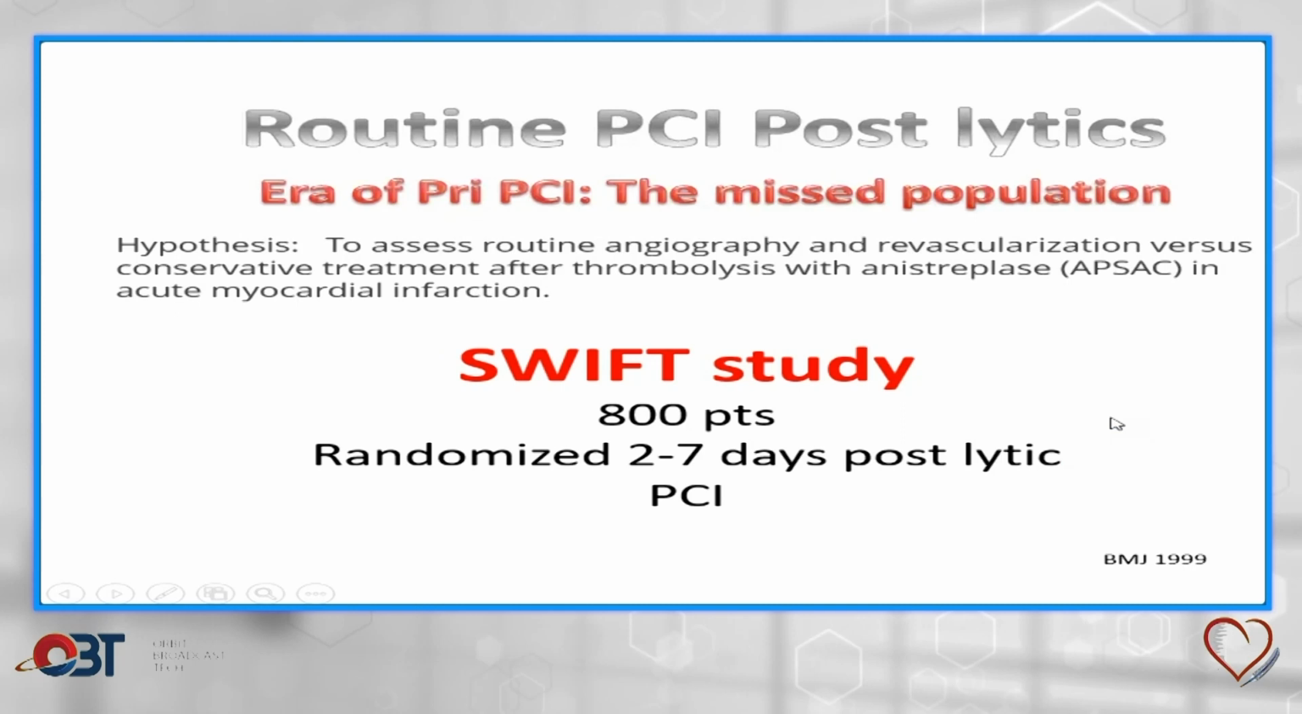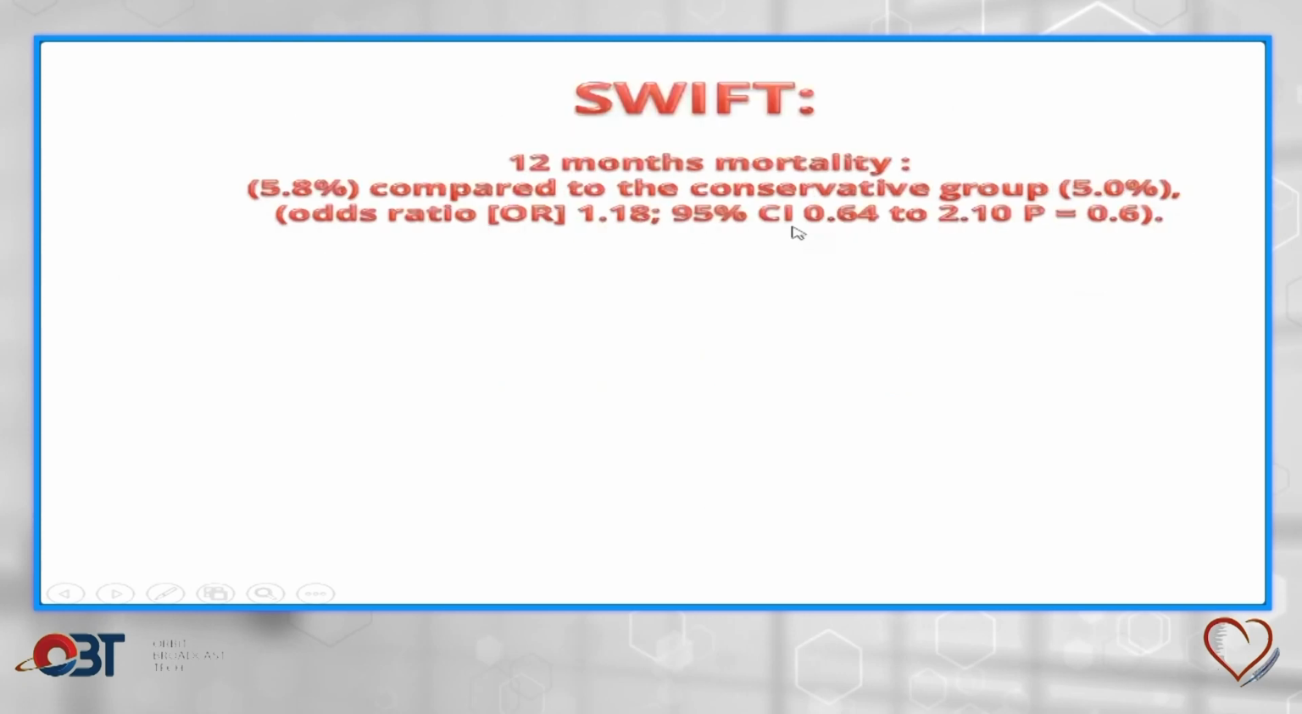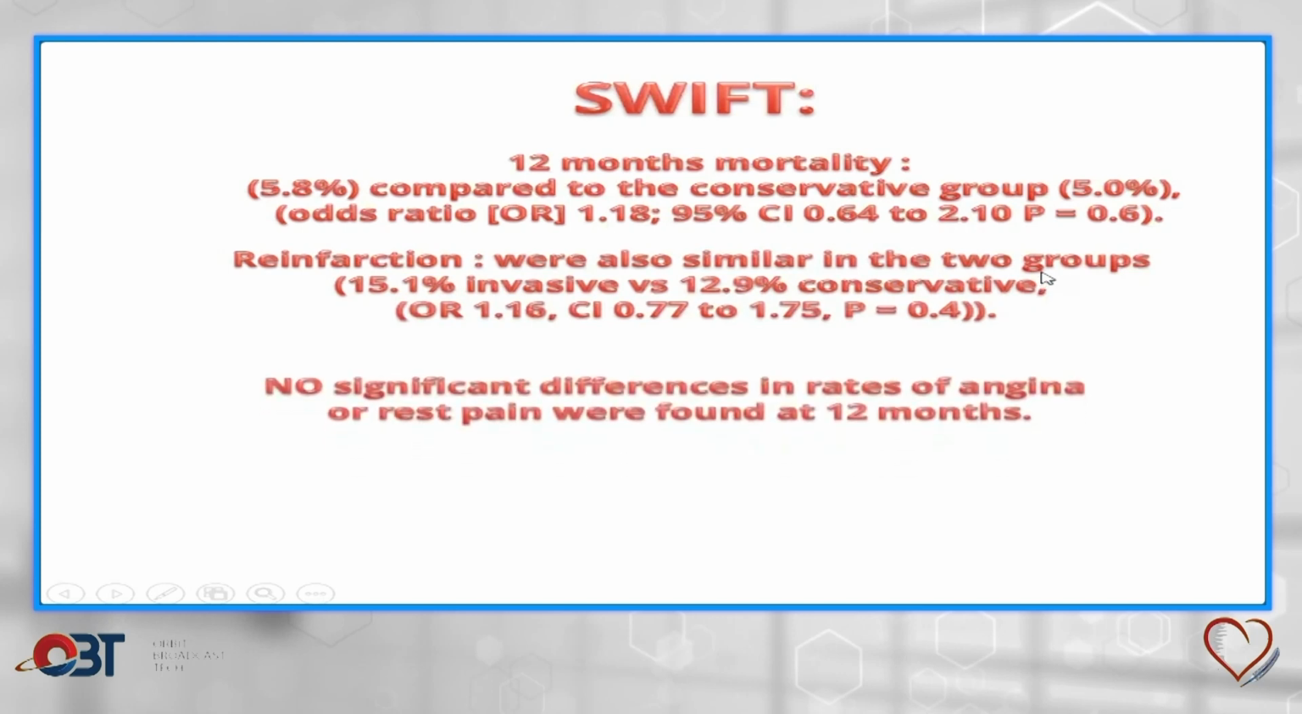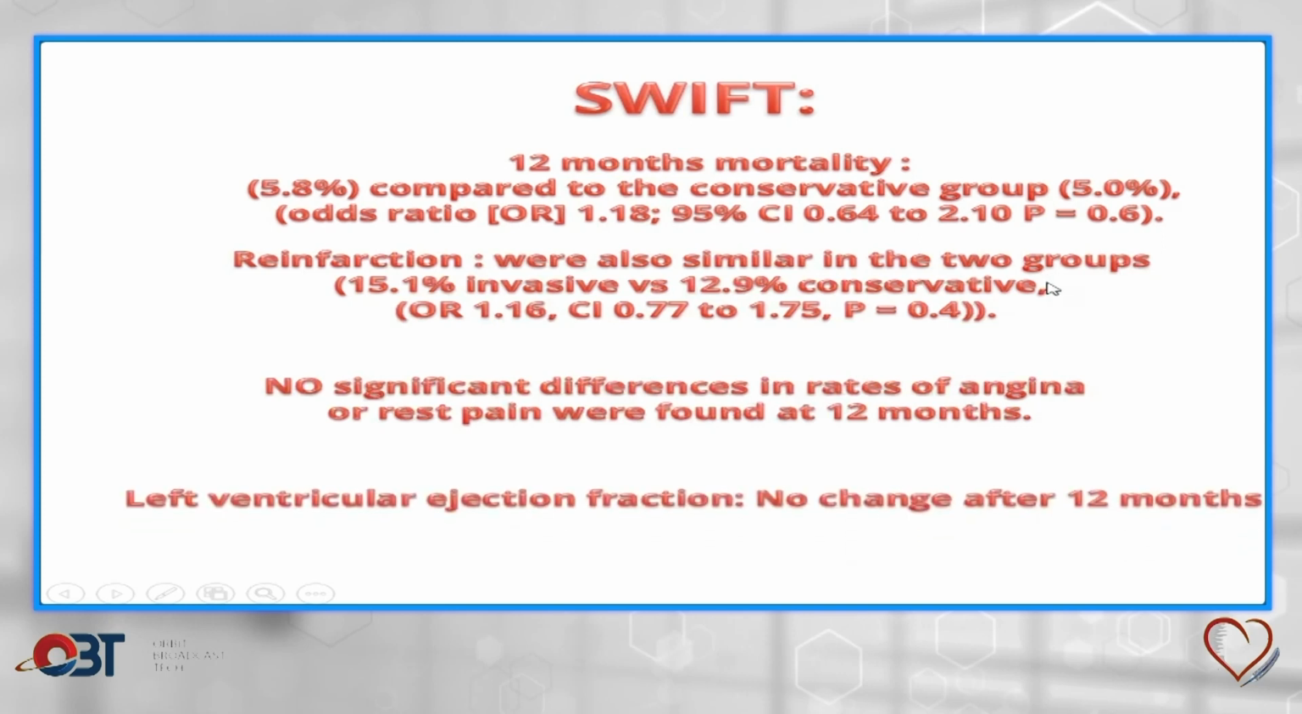If we look at whether we should intervene following thrombolysis, this is a study published in 1999, in the era of primary PCI when different strategies were being sorted out. The hypothesis was that if you assess these patients post-lytic, and you do angio and revascularization, does it make any difference? The 12-month mortality was actually no different, 5.8 versus 5%. The reinfarction rate was no different. There was no difference in the angina score other than placebo effect. And lastly, the ejection fraction was unchanged.